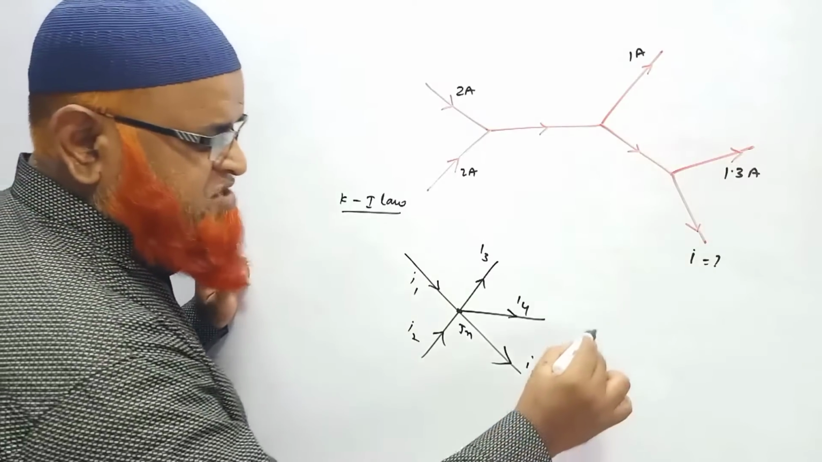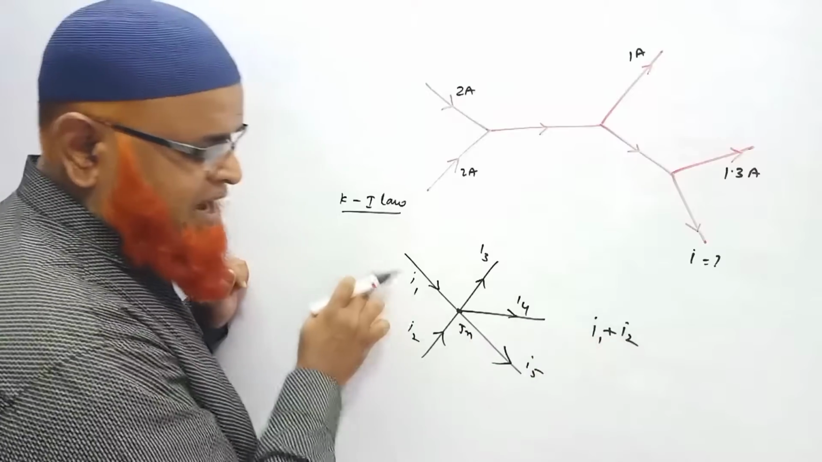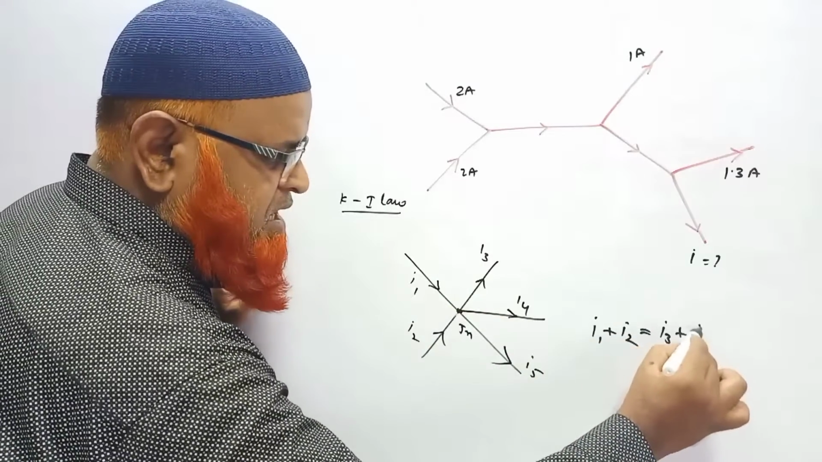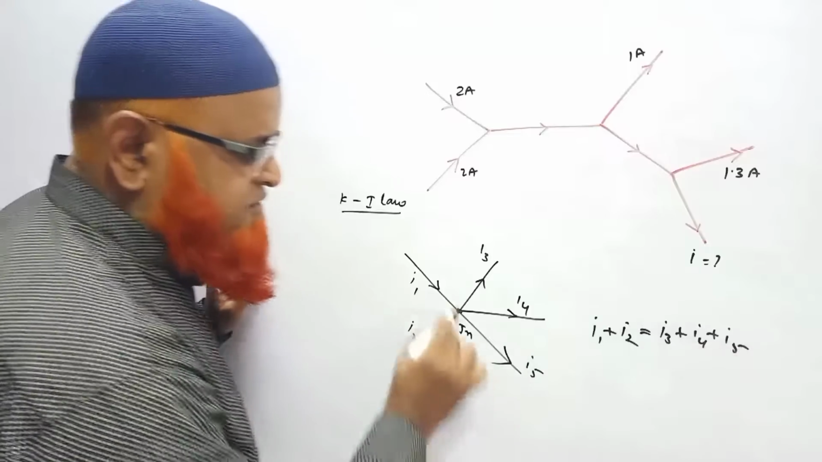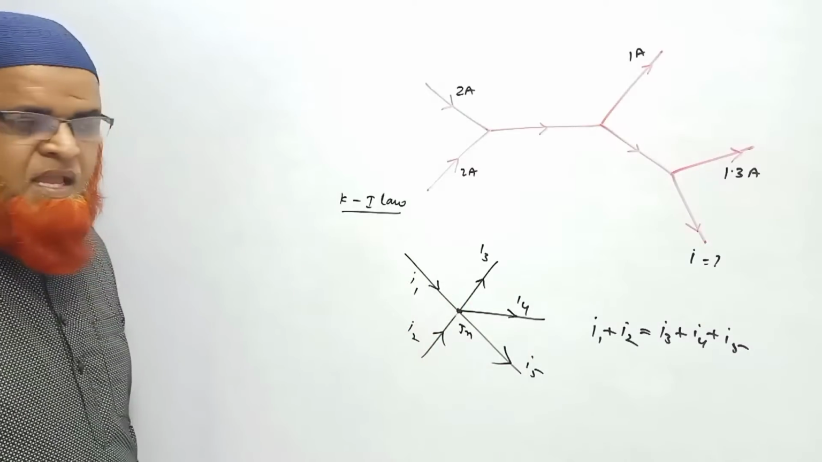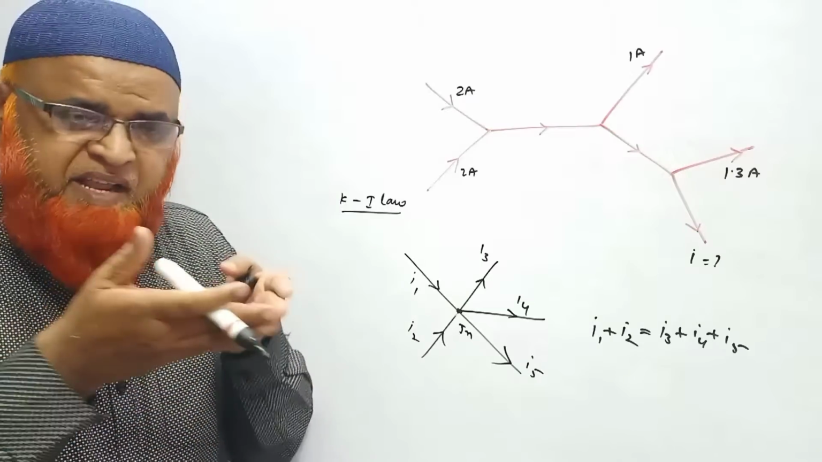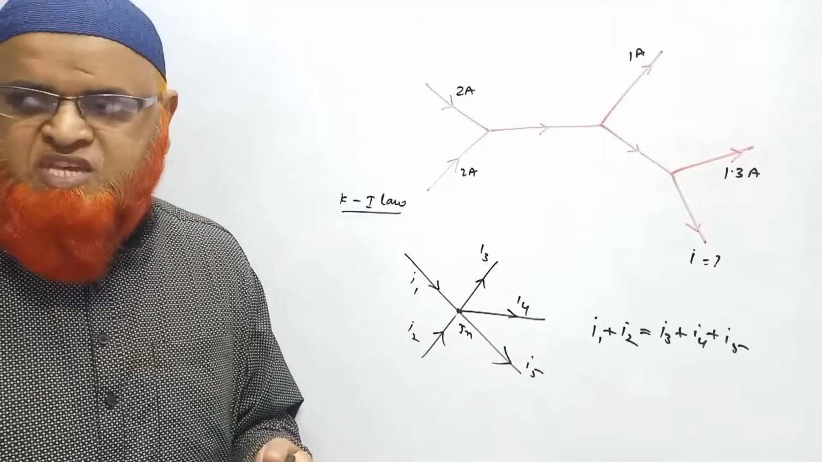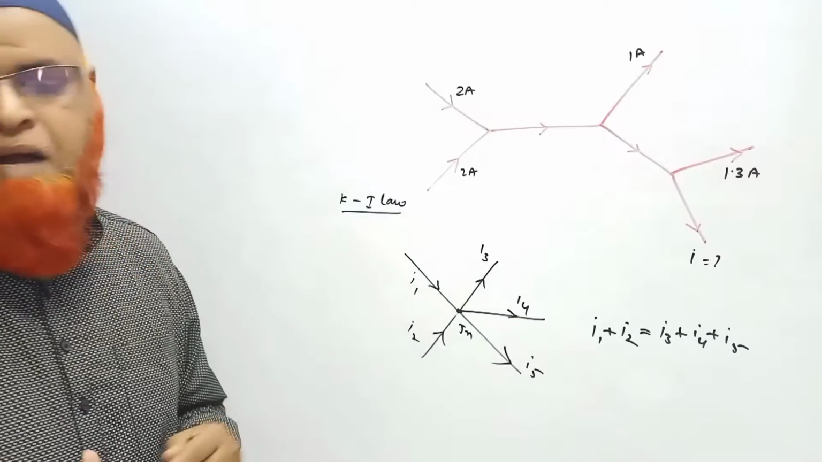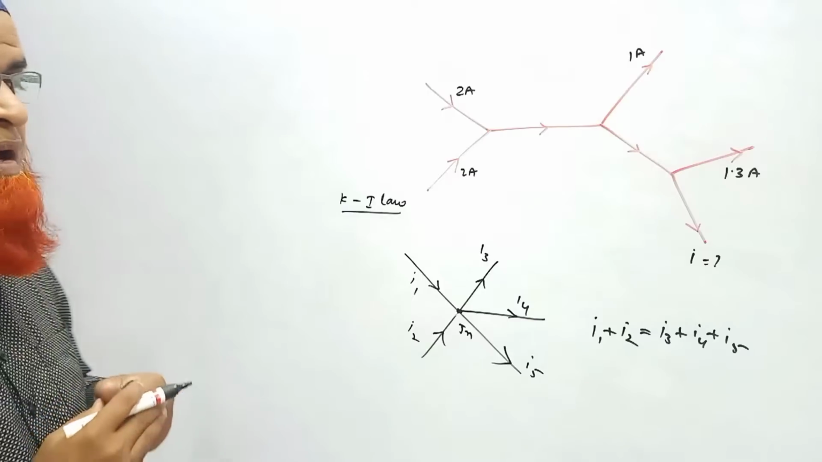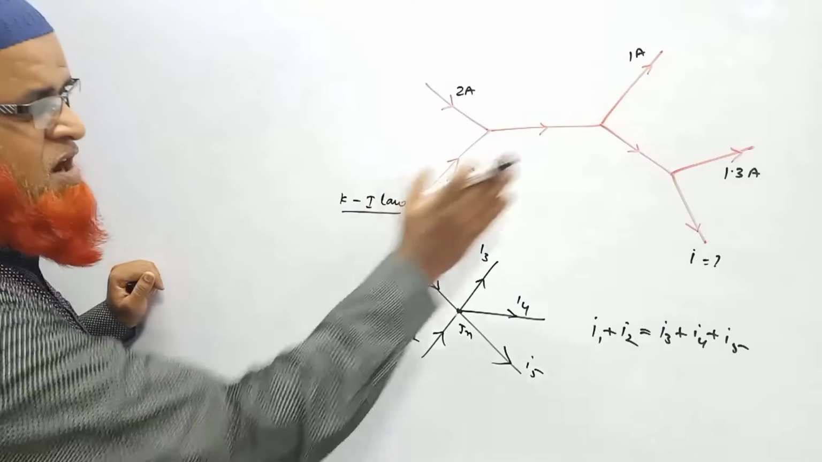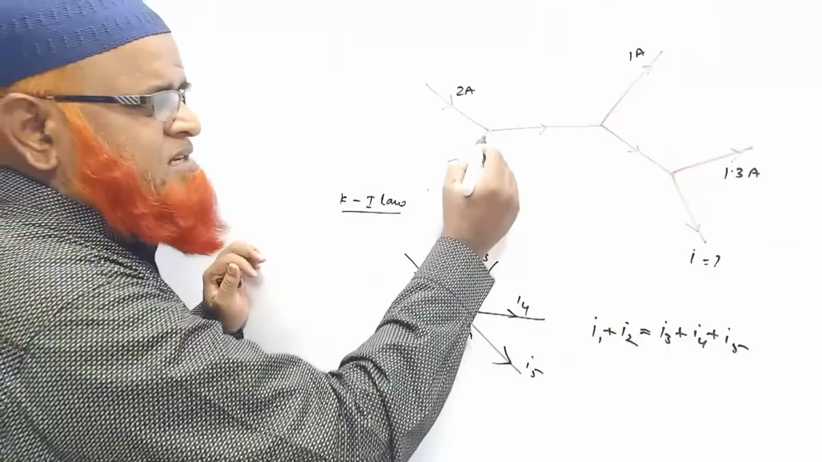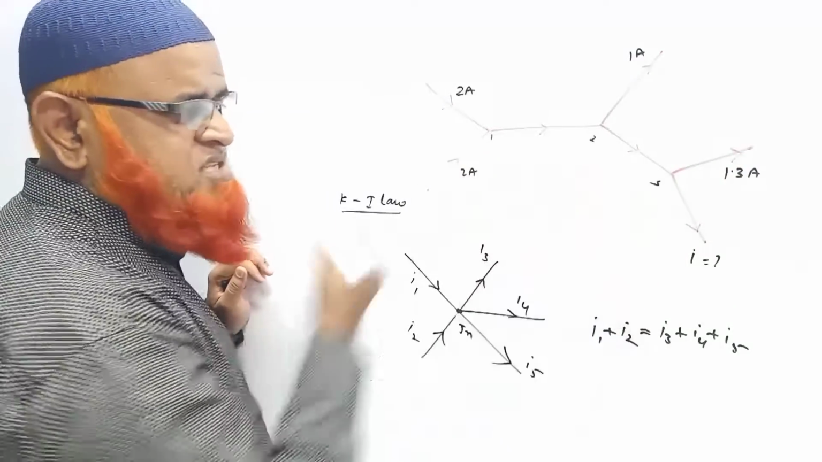So who are meeting at the junction? I1 plus I2 are meeting at the junction. And who are leaving the junction? I3, I4, I5. These are leaving the junction. And the sum of the currents meeting at the junction and the sum of the currents leaving the junction are going to be the same. This is the equation for Kirchhoff's first law. So by applying this first law on this circuit, you can find out the solution. This is a circuit where there are 1, 2 and 3 junctions here.